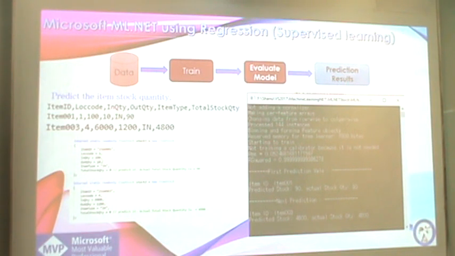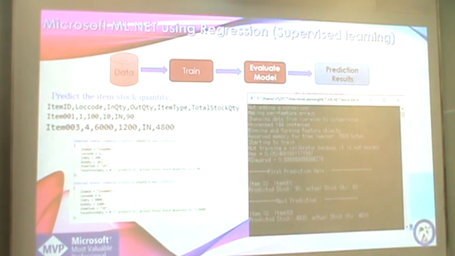Here is the example data, to find the stock quantity. We have the item ID, for example item 001, which we can say is Colgate paste. I have a factory producing Colgate paste. In this location, 100 quantity came into my factory and 10 quantity I sold out. The item type is like in or out, and then the balance quantity, how much stock quantity I have. Like this, I give a lot of data, minimum 100, more than 100 data will be given to the system.